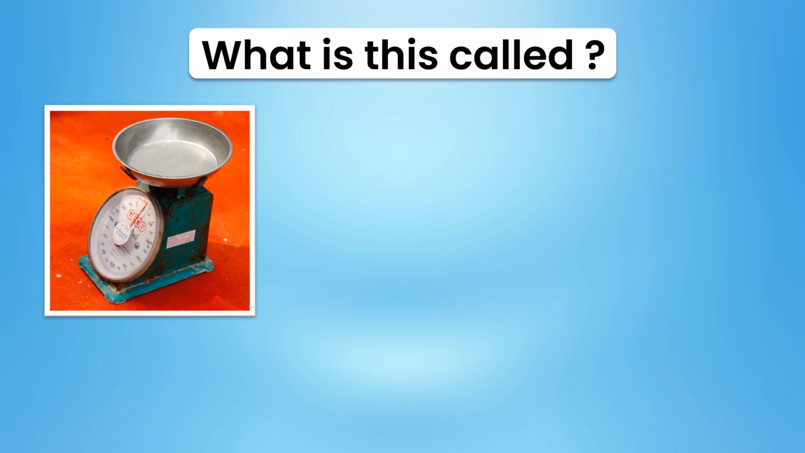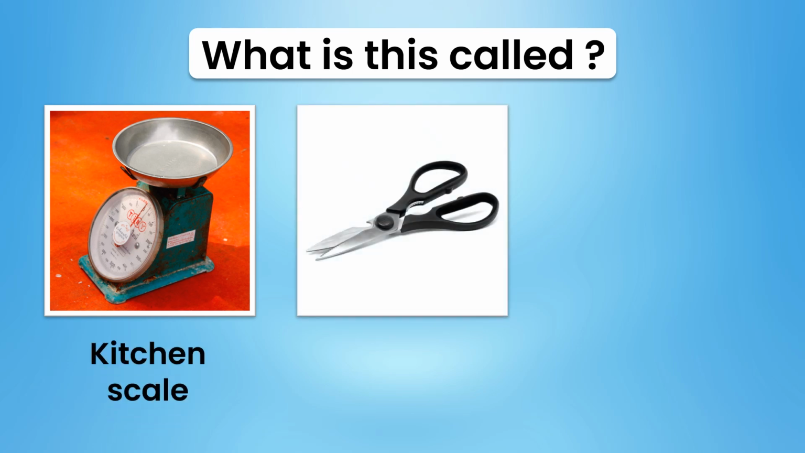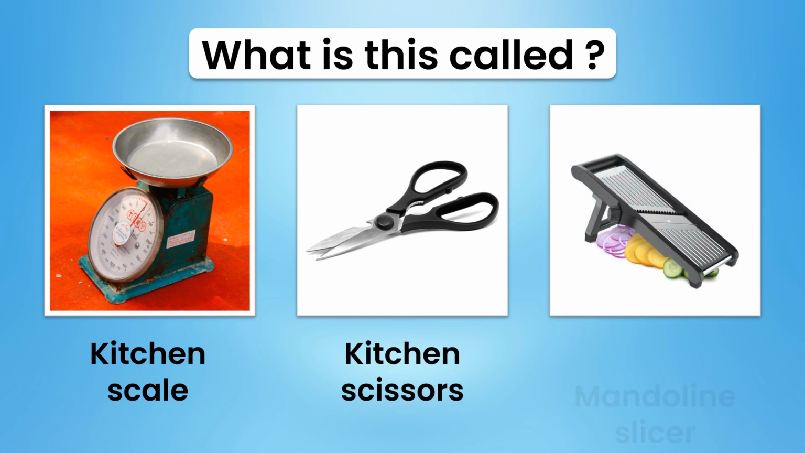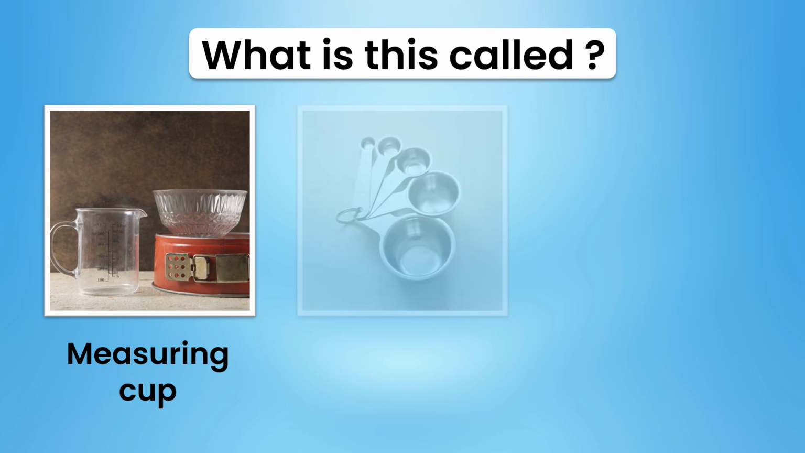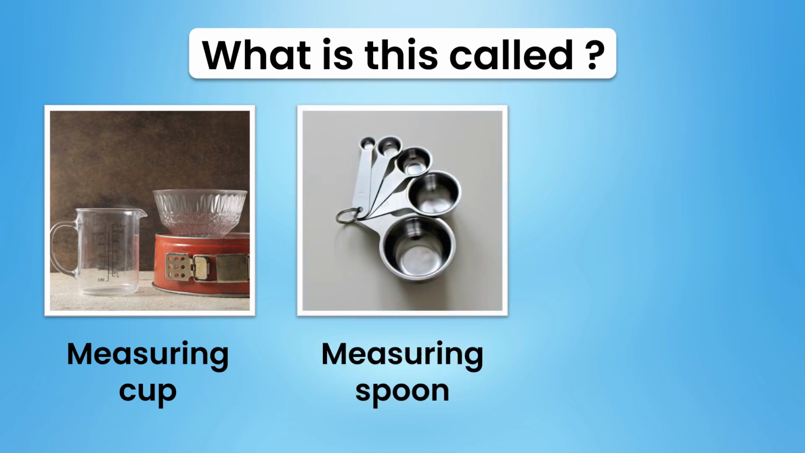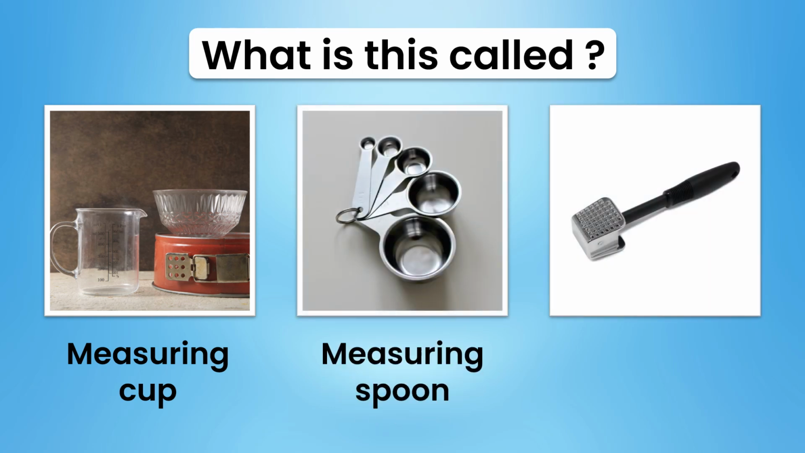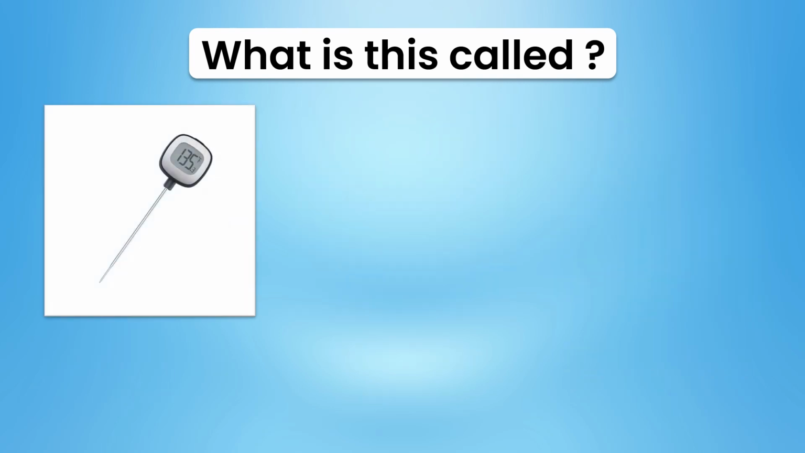What is this called? Kitchen scale. Kitchen scissors. Mandolin slicer. What is this called? Measuring cup. Measuring spoon. Meat mallet. What is this called? Meat thermometer.